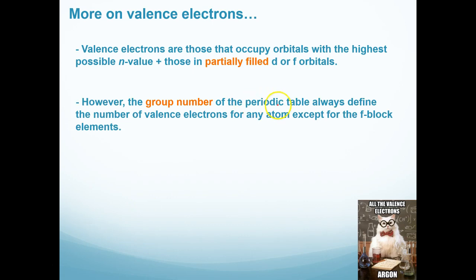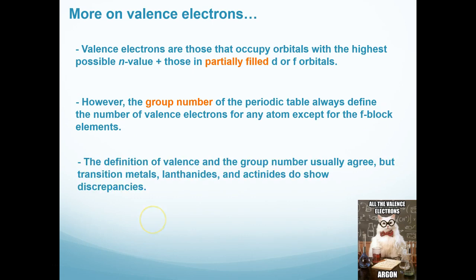However, the group number in the periodic table always defines the number of valence electrons for any atom except for the F block elements. Okay. So the definition of valence and group number usually agree, but for transition metals, lanthanides, actinides, there are some differences, so we don't have to worry about those. We just want to go with the group number is always going to define the number of valence electrons.